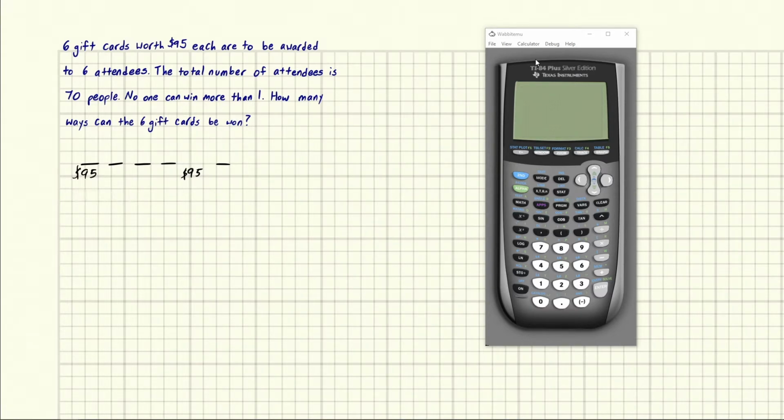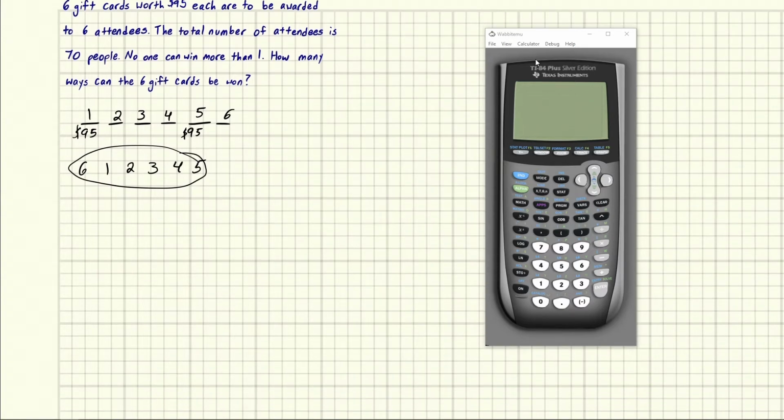And this is important because consider this. Let's say that person 1, 2, 3, 4, 5, and 6, right? You get picked here in the last spot, you still win. And if you were picked here, 6, 1, 2, 3, 4, 5, it's the same 6 people. All these people win the exact same thing. There's not like a unique prize. So the order of these people doesn't matter.